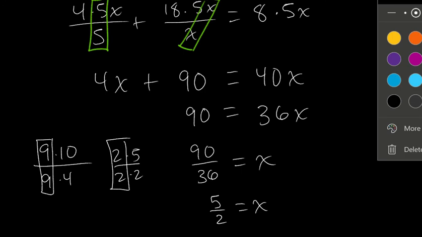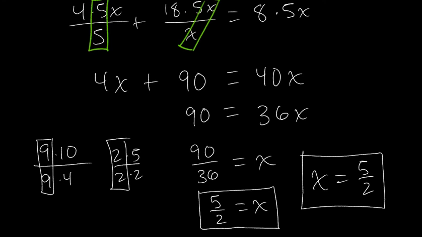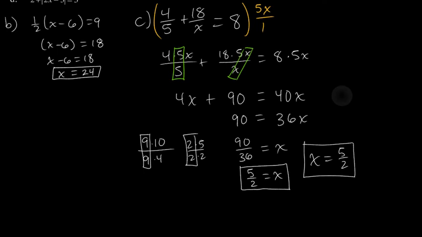So let me box this one. There's my solution. 5 halves is x. Or maybe I should write x is 5 halves, because I wasn't asked what 5 halves is. I was asked what x is. What is x? 5 halves is x. Well, okay, I guess that works if you talk like Yoda.